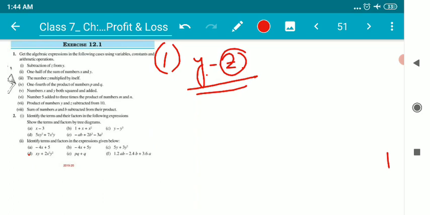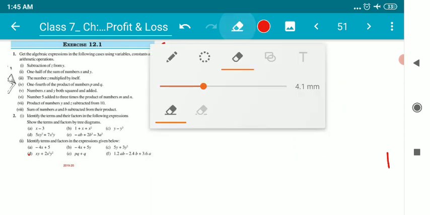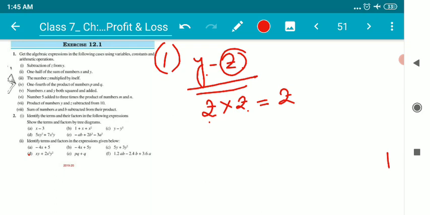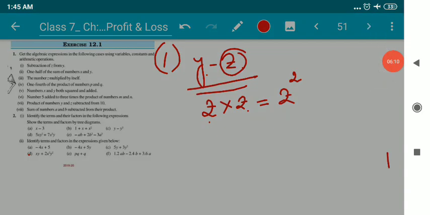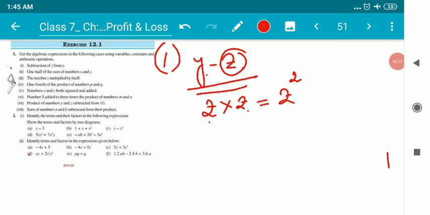Next is the number z multiplied by itself. They're talking about z into z, which is to be multiplied to itself. Z into z results in z square, because we know this rule of exponents. Whenever we multiply the same thing, it comes in exponential form like square, cube. Third, the number z multiplied by itself has already been said.